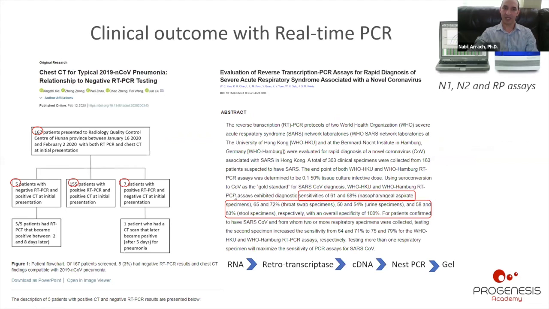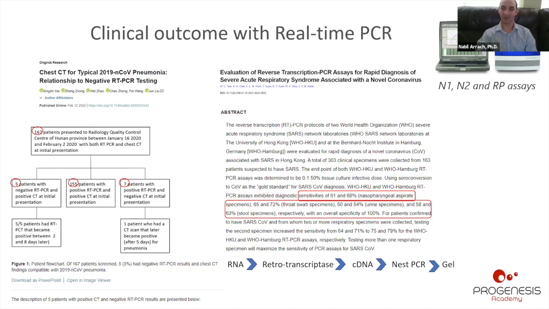When you look at the outcome coming from real-time PCR, there is a lot of variability of results. We have seen papers that have shown very low false negative rate, and we have seen papers that have shown higher false negative rates. And really, this is the hardest thing to deal with when you are dealing with a body of literature that is spanning from an accuracy of 70% all the way to 96 or 95%.